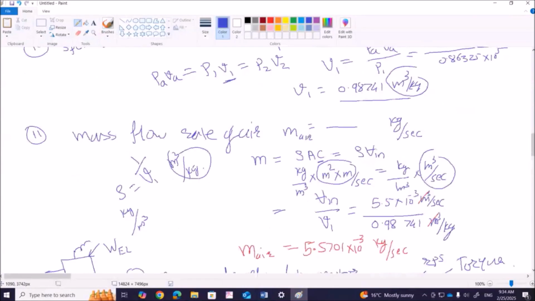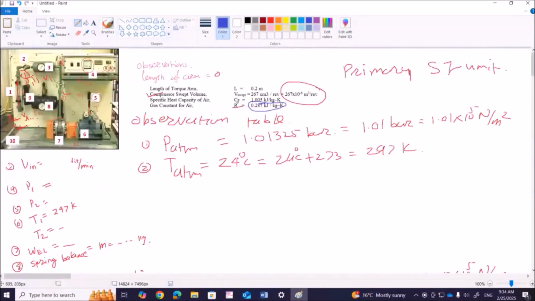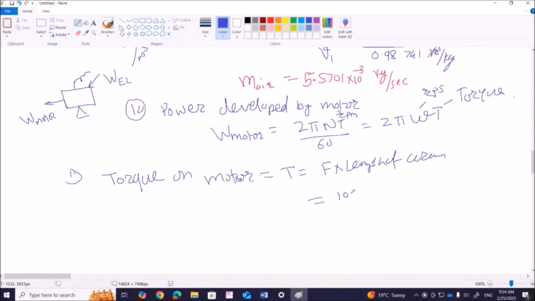So the force I found is 10.979 and the length of arm is 0.2. So here force is 10.791 Newton into length of arm is 0.2 meter. So here I will get 2.1582 Newton meter. It is called joules. Okay, Newton meter. This is torque.